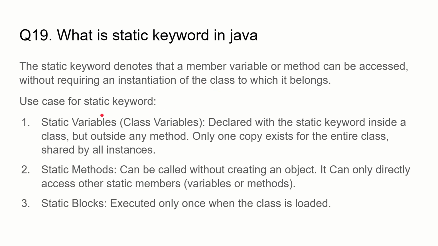Use cases of the static keyword: static variables. We can use the static keyword to define static variables. These are also known as class variables. It is shared across all instances of a class. Then we have static methods. They can be called without creating an object. They can only directly access other static members. Then there are static blocks. These blocks are executed only once, when the class is getting loaded.